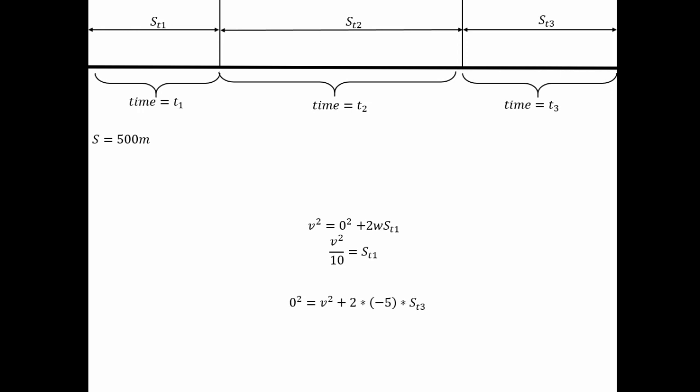So now we can use this equation also in the deceleration part. So 0 square, because our final velocity is 0, is equal to v square, because uniform velocity is v, plus 2 times negative 5 times s t3. So negative v square is equal to negative 10 s t3. So v square by 10 is equal to s t3, and it is exactly equal to the distance during time t1. So s t1 is equal to s t3, equal to v square by 10, and we write it here on the side.